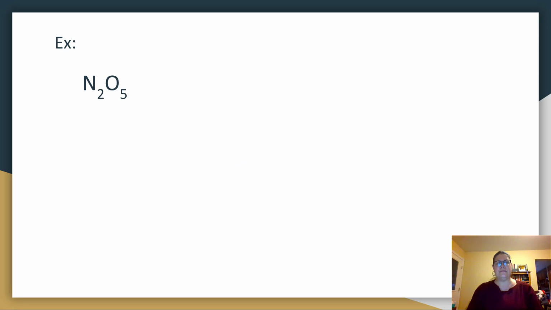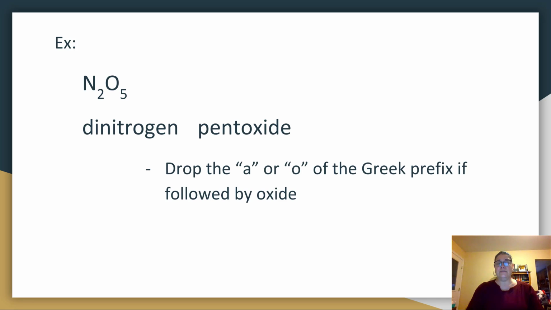Here's a second example, N2O5. That's 2 nitrogens and 5 oxygens. So that's dinitrogen pentoxide. Now notice it's not pentaoxide. We generally drop the A or O of the Greek prefix if it's followed by oxygen.